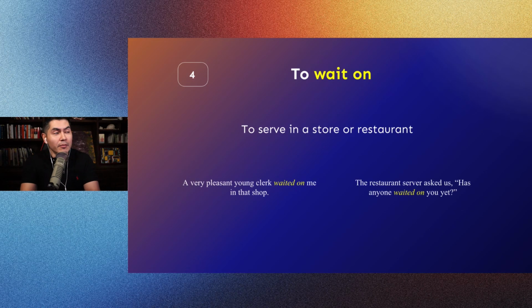Okay, number 4, to wait on, to serve in a store or restaurant. A very pleasant young clerk waited on me in the shop. The restaurant server asked us, has anyone waited on you yet? Basically, it means help. Has anyone helped you? But in the context of a restaurant or store, okay?